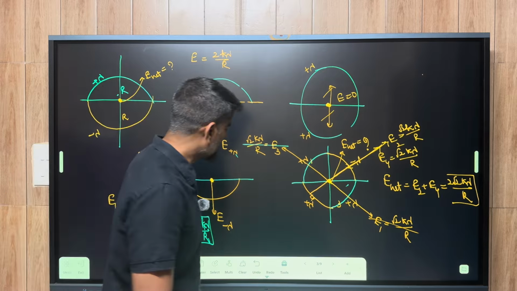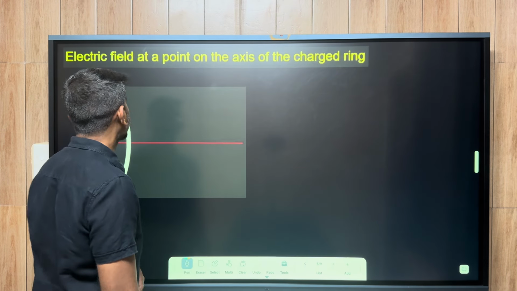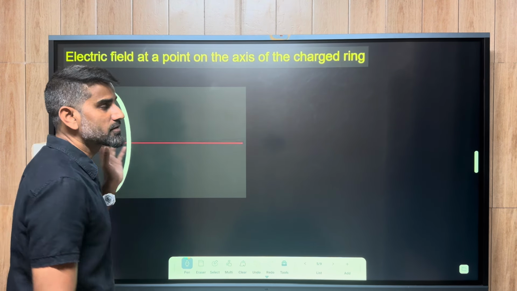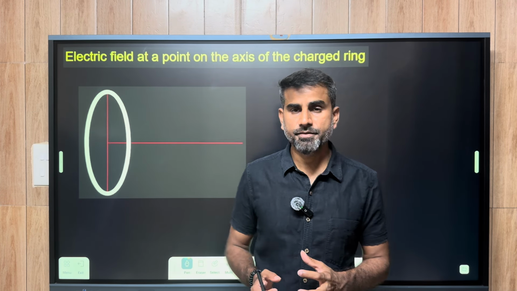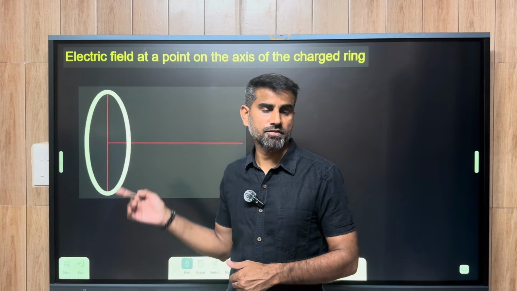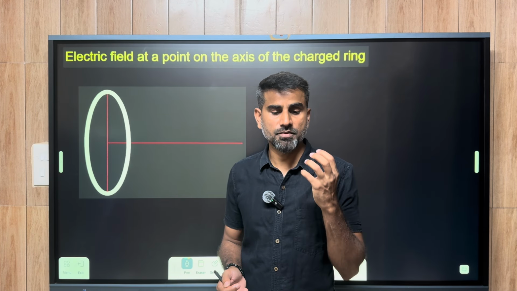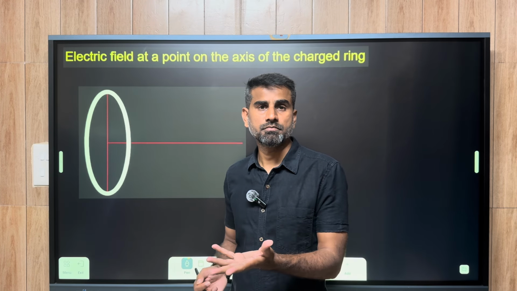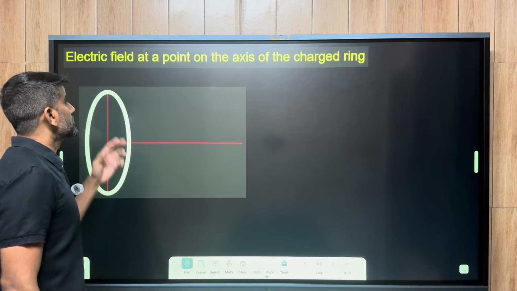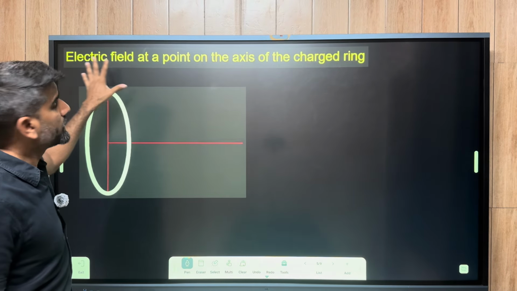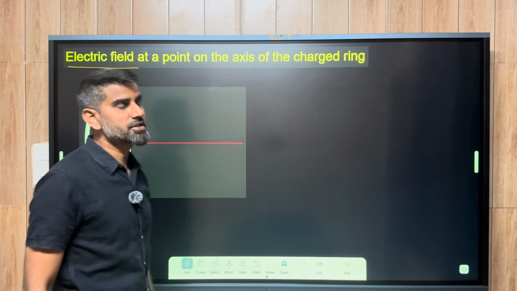Okay, now let's move ahead and discuss one more example. This is a very good concept. Questions have been asked based on this concept in competitive exams such as Mains, NEET, etc. Now the concept is we need to find the electric field at a point on the axis of the charged ring.